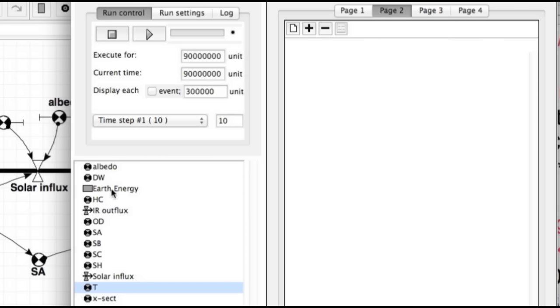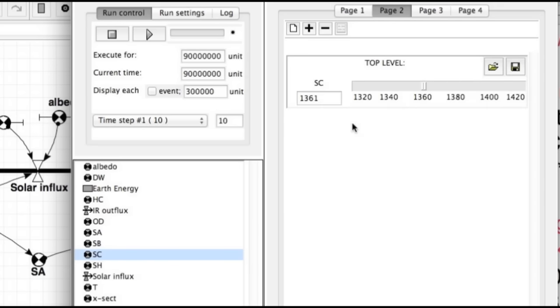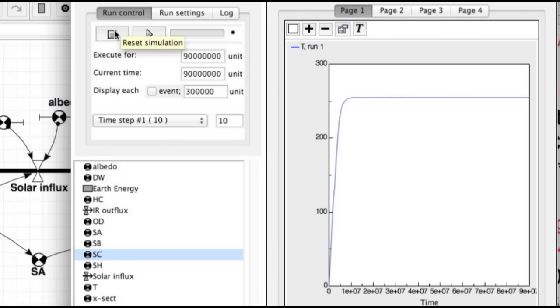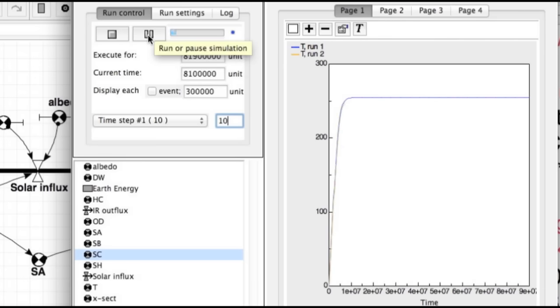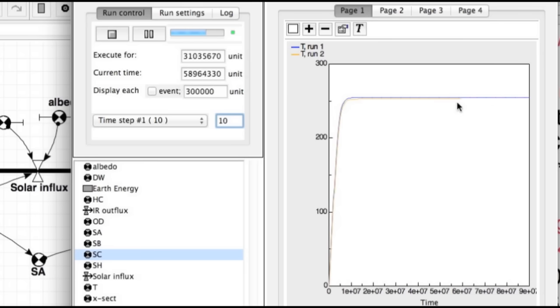We'd said that the solar constant is not as constant as it would seem because it varies throughout the year. So we will add solar constant here and say, what if we were to go down to its lowest possible yearly extent and see what that does to this system. So if I stop, we'll start a new run, and we see that it comes in barely below, right? 252.6 versus 254.6. Okay, so a couple of degrees cooler.